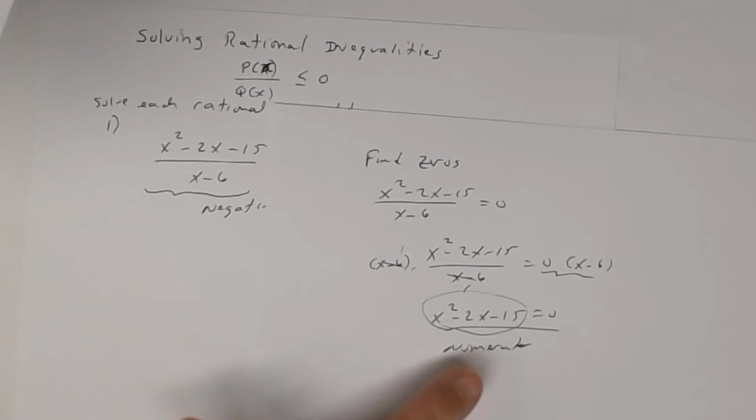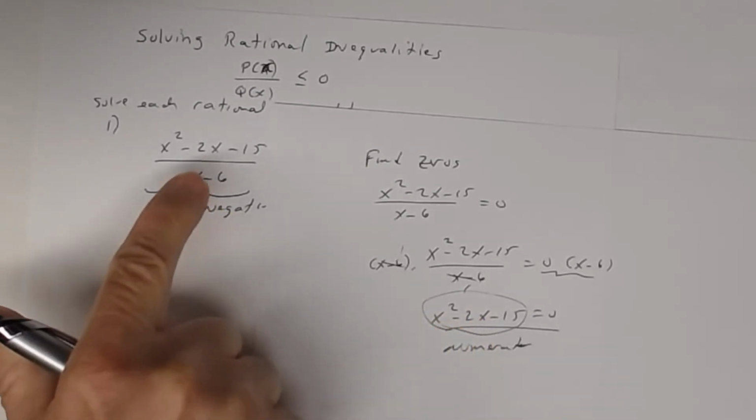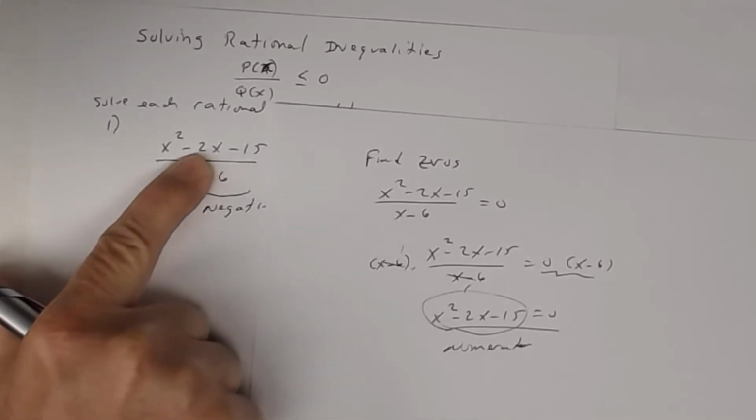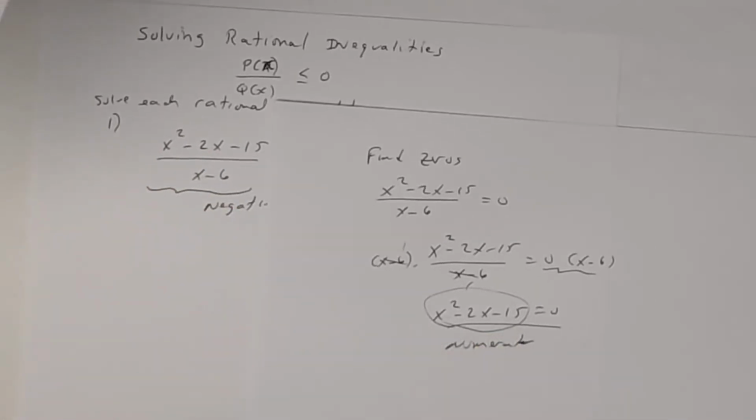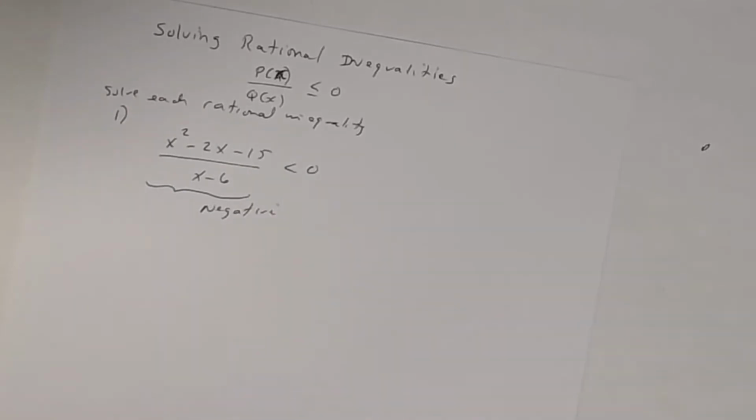So what this step says is that to find the zeros, you don't have to go through all this here. You just have to remember that to find the zeros, you take the numerator and set it equal to 0. Okay? All right, that's all that says.